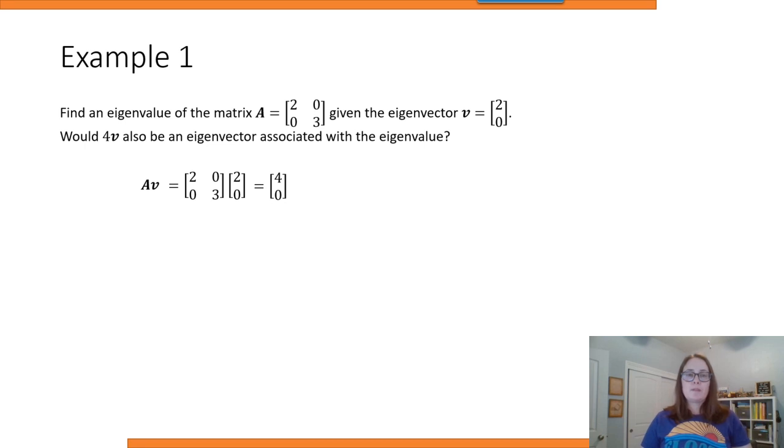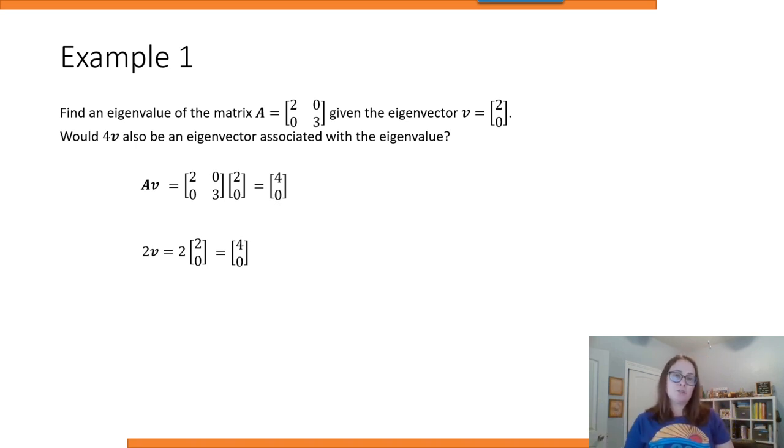So I end up with the matrix just 4, 0, which is really just the same thing as if I had taken the vector V and multiplied it by 2. And so I can demonstrate that 2 times the vector V is going to give me the same column matrix 4, 0. So 2 is an eigenvalue, and V is an eigenvector of the matrix A.